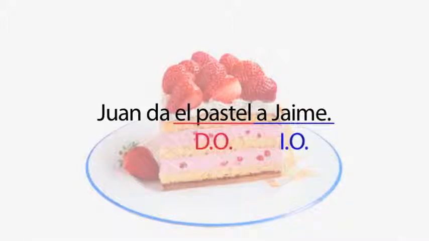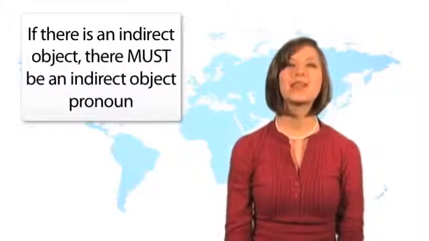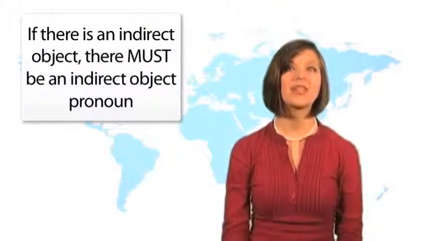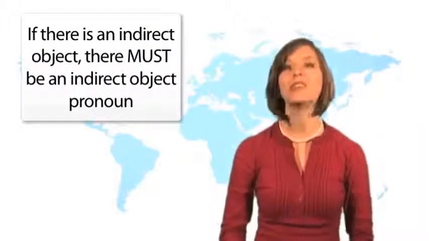You can also tell who the indirect object is going to be because it will have a or para in front of the noun. A Jaime, or el pastel es para Jaime. The cake is for Jamie. Now, remember how I said Juan lo da a Jaime was not exactly correct? That's because whenever there is an indirect object, you have to include an indirect object pronoun. Always. So let's go over los pronombres de objetos indirectos.